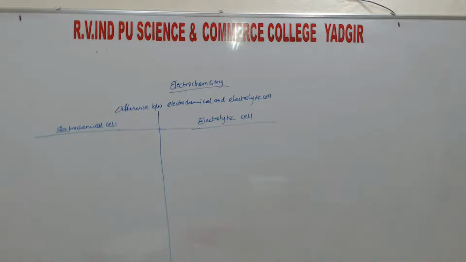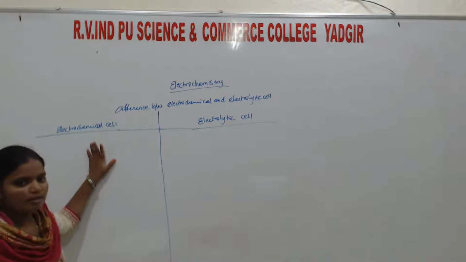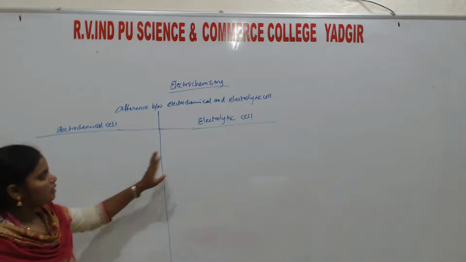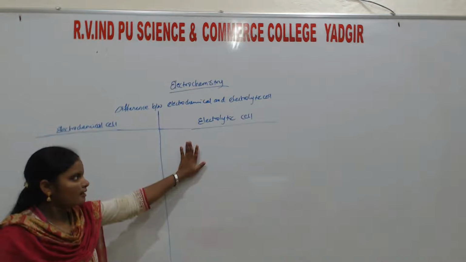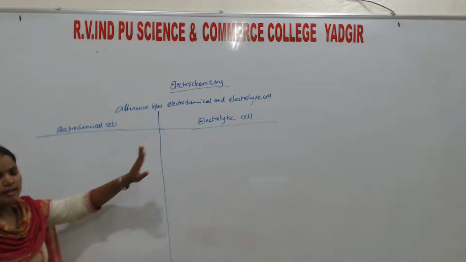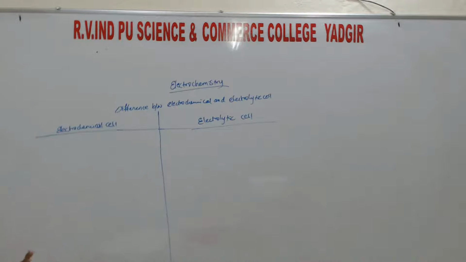First difference: in the electrochemical cell, chemical energy is converted into electrical energy. In the electrolytic cell, electrical energy is converted into chemical energy. It is supplied to the electrolytic solution to bring about the redox reaction.